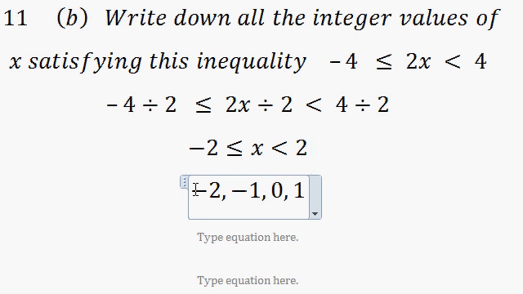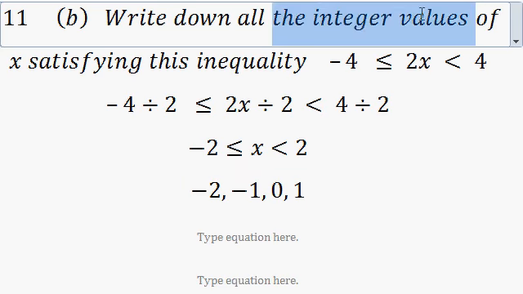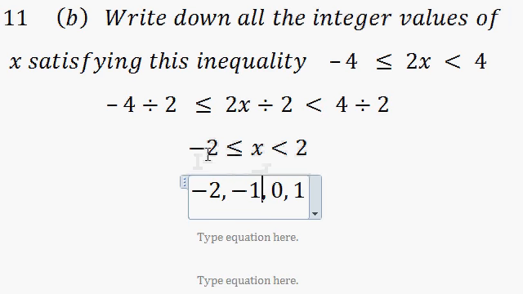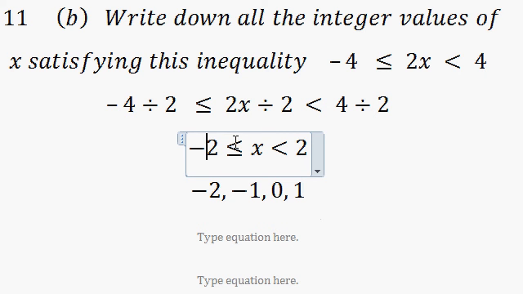The 4 values that x could possibly be, the 4 integer values or whole numbers that minus 2 is less than or equal to, which are also less than 2, are minus 2, minus 1, 0, and 1.